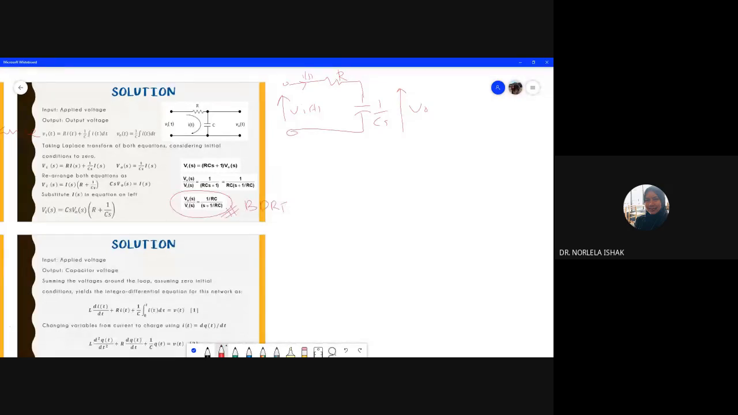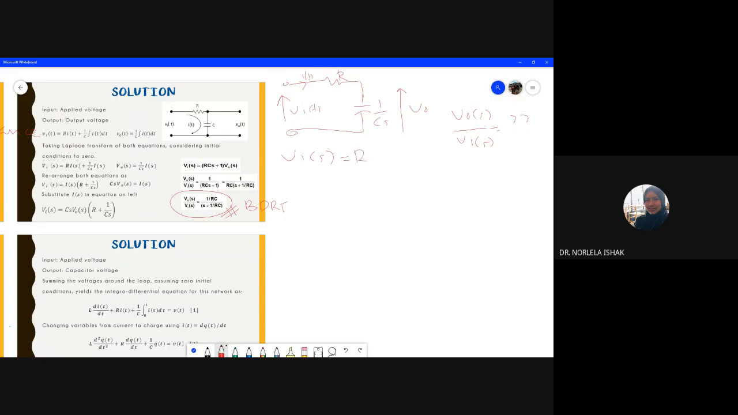So the guiding principle we are going to use is Kirchhoff's law. From that circuit, we know Vi is our applied or input voltage, and V naught is our output voltage. You have to define the transfer function V naught over Vi in terms of the S domain. First step, you have to derive the equation for the total voltage around this loop.